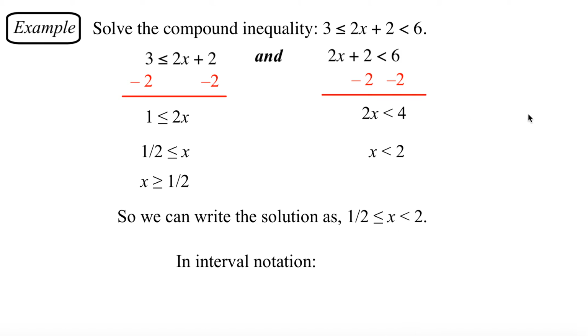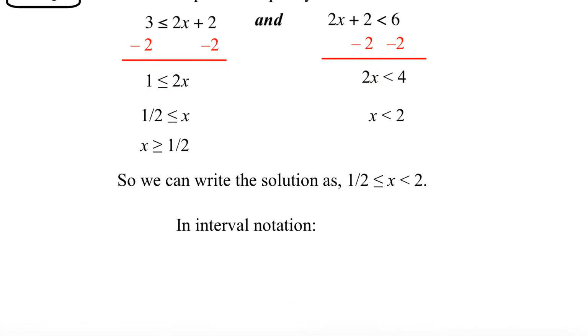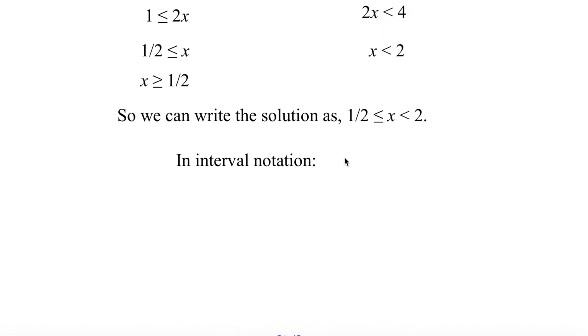I want you to get practice writing those. In interval notation then, 1/2 is smaller, it stays on the left. 2 is bigger, it stays on the right. 1/2 is included, so it's going to have a square bracket. 2 is not included, there's no equal to sign, so that'll be a parenthesis. So that's what it'll look like in interval notation. This endpoint is included because it has the equal to, and this one is not included, no equal to.